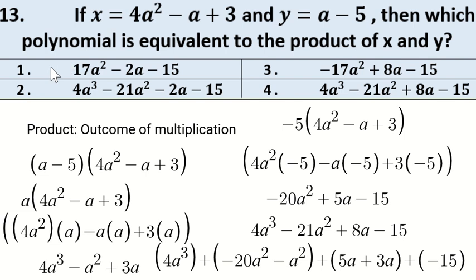That's 17a squared, negative 17a squared. So 4a could be number 2 or 4, right? So next is 21a squared in our next term. That has both of them. And the third term is 8a over here. And this is 8a, and this is negative 2a. So it is number 4.